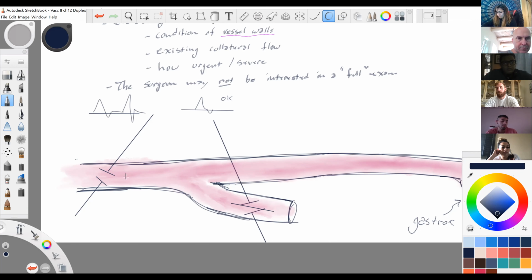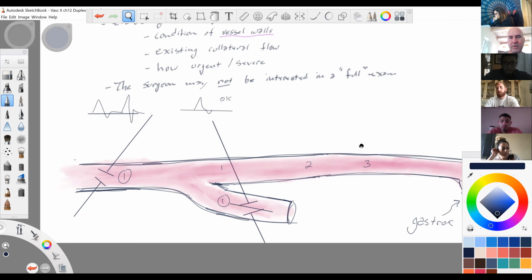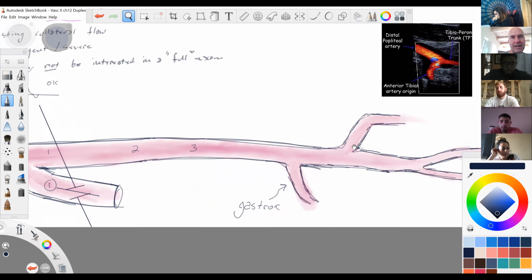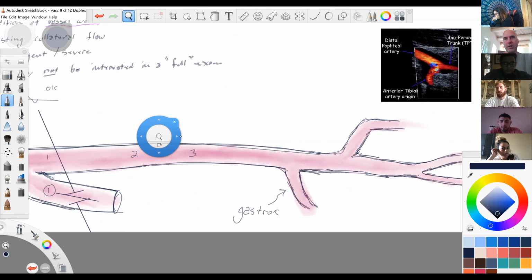We'll do one up here, one here, 1, 2, 3. Following that, triphasic waveforms all the way down. Remember, you could take a normal and make it look abnormal. It's very hard to take an abnormal and make it look normal. You almost have to be doing it on purpose.